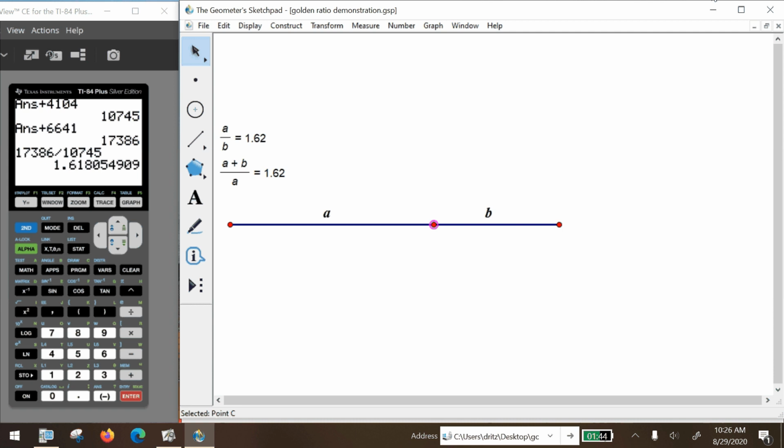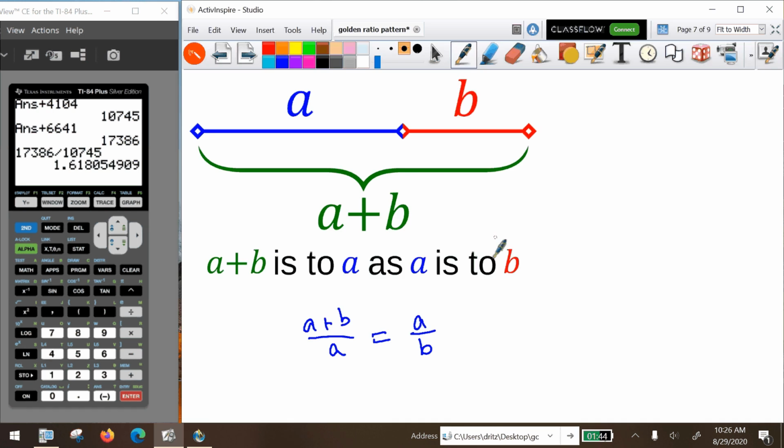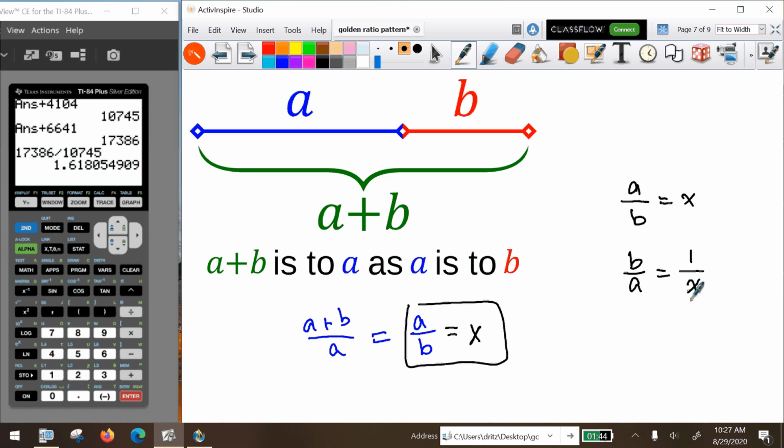And this is just estimating it with a calculator program, but I could show you how to derive that algebraically if you'd like. This is what you would normally do. You may have learned this. By the way, we call this phi, Greek letter phi, but for the sake of simplicity, I'm going to call this x because you're so used to using x. You may recall from Algebra 1, if you took it in 8th grade, that if you have a over b is equal to x, you can also say that b over a is equal to the reciprocal of that, 1 over x. We're going to make use of that in a moment.